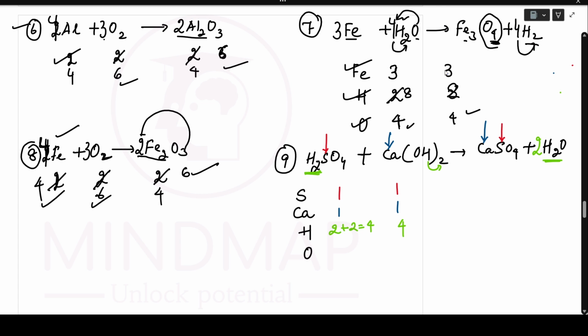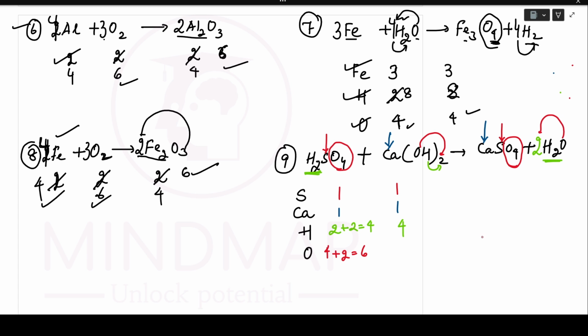Done? Now next, oxygen. Now oxygen on the reactant side is how many? It's 4 यहाँ पर और 2 यहाँ पर. तो कितना हो गया? 4 + 2 6. और प्रोडक्ट साइड में देखते हैं. ये रहा ऑक्सीजन 4 और ये रहा 2. तो 4 + 2 6.